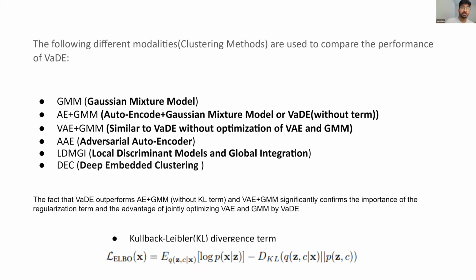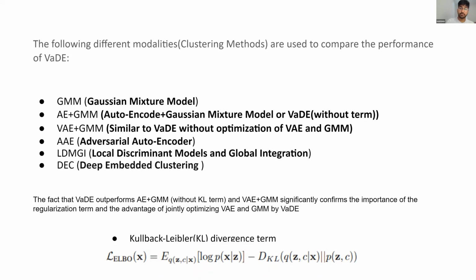to VaDE. So adversarial autoencoder, LDMI (local discriminant model and global integration), and DEC (deep embedding clustering) are various kinds of unsupervised clustering methods that we are trying to compare VaDE with. The fact that VaDE outperforms AE plus GMM without KL, which doesn't have the KL divergence term in it, and VAE with the GMM significantly confirms the importance of the regularization term.